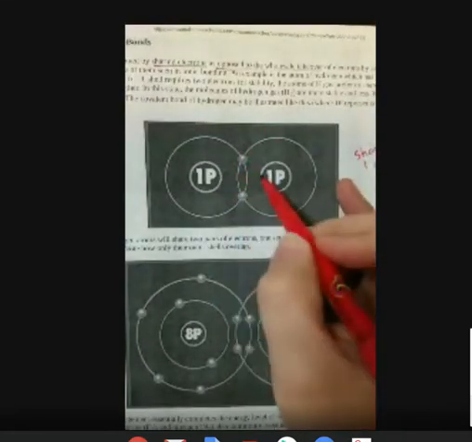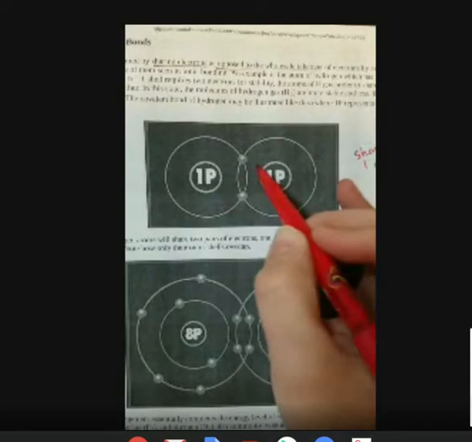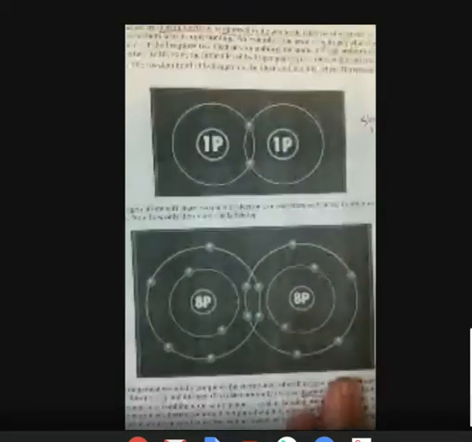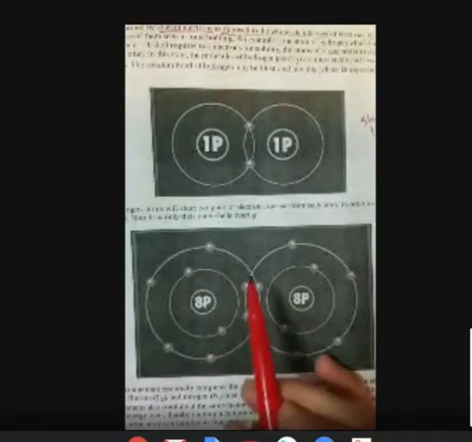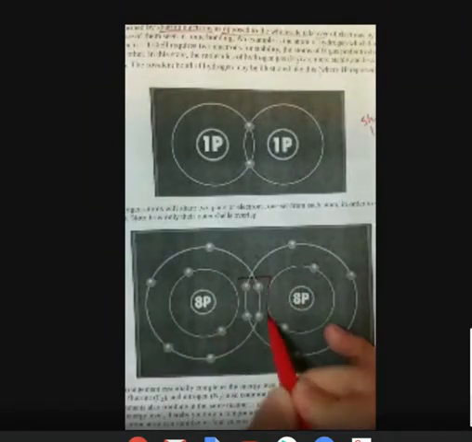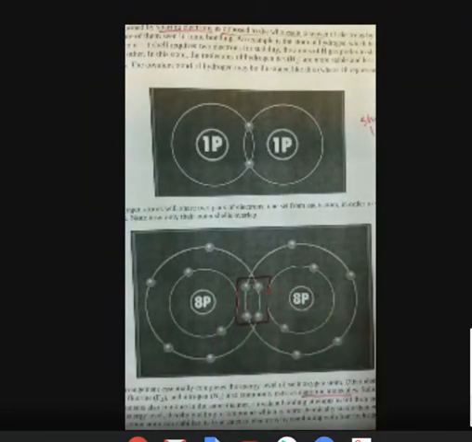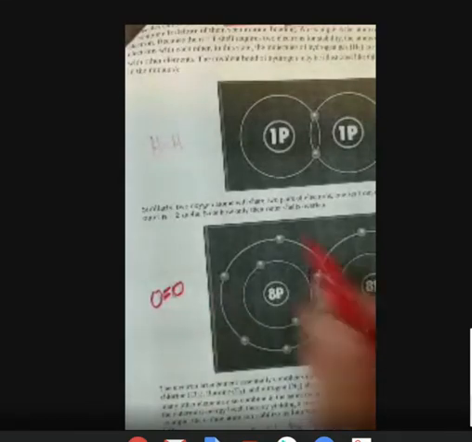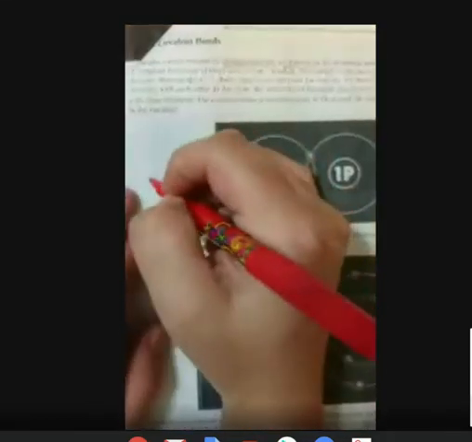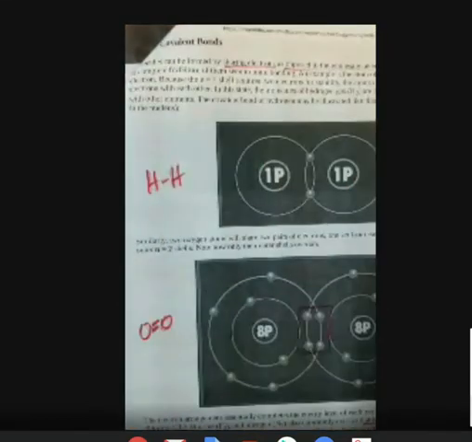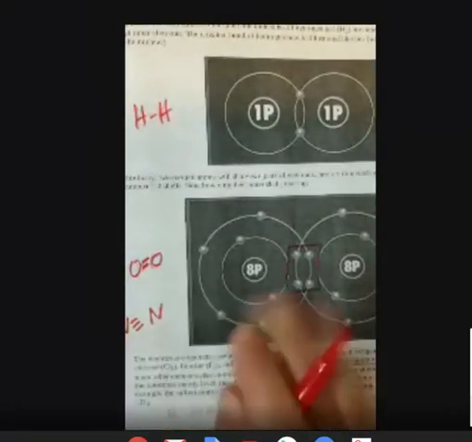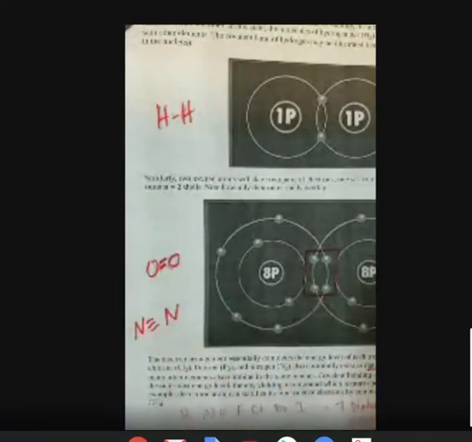So this would be like hydrogen, one proton and one proton, but they're going to share this electron pair between the two of them. This would be oxygen. And oxygen is going to share these two pairs of electrons. This is what we would call a double bond. So this would be oxygen double bonded to oxygen. This one would be a single bond because they're only sharing one pair of electrons. Nitrogen is something that shares three pairs of electrons, so you would draw it as a triple bond.